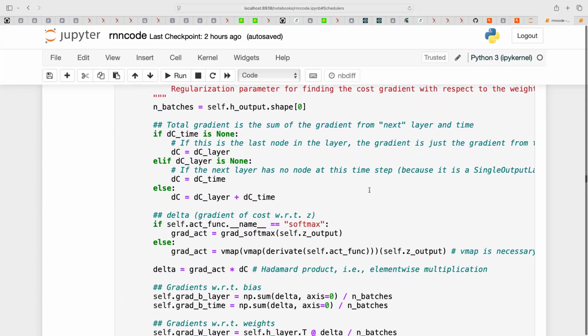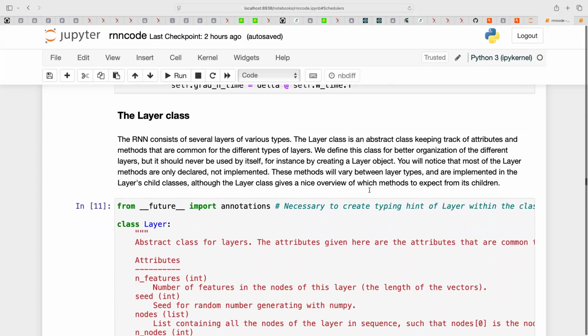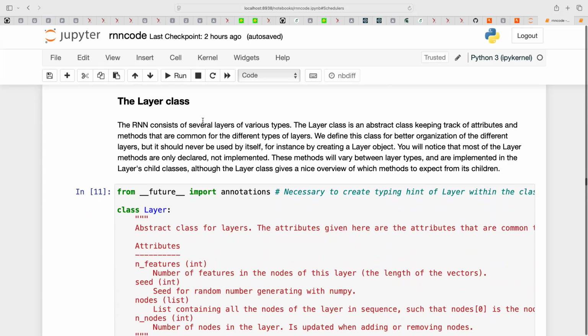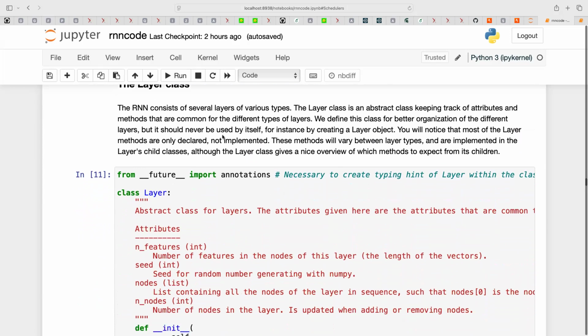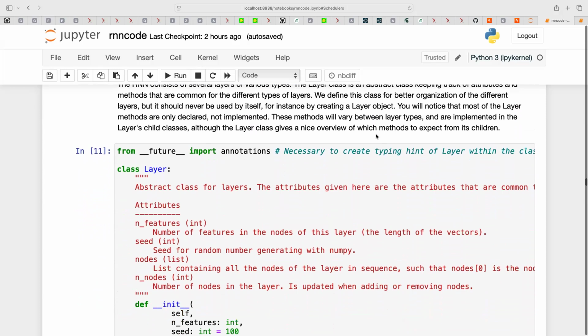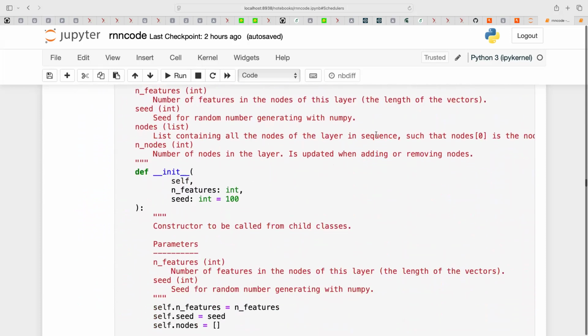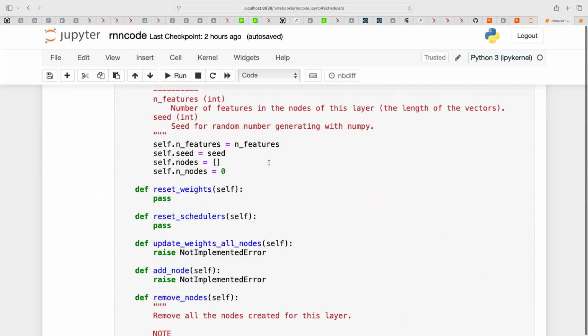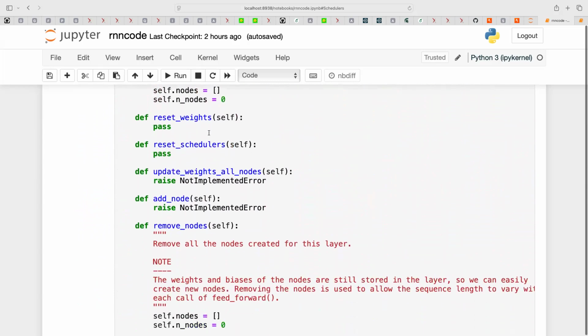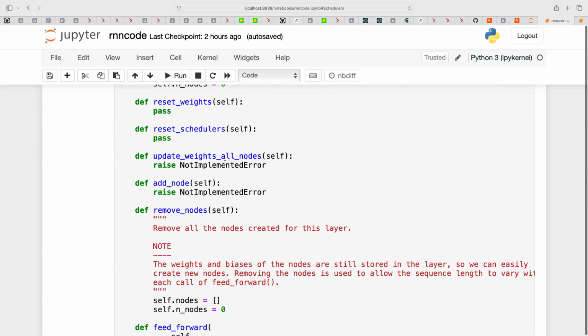So I'm just going to go quickly through some of these things because this is not so exciting. This class consists of something we call a layer class, or several layers of various types. This is an abstract class which keeps track of attributes and methods that are common for the different types of layers. And this contains different functions where we are setting up the different parameters, the features. This resets the weights. It defines the schedulers. It updates the weights of all nodes. So this class is actually a kind of more overarching class, which sets all the different parameters which are needed.